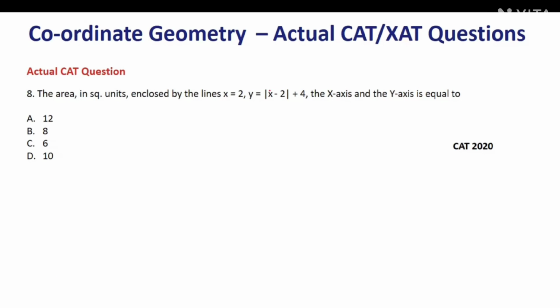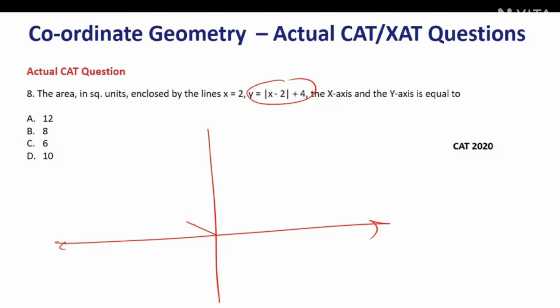The area in square units enclosed by the lines x is equal to 2 and y is equal to mod x minus 2 plus 4. Now again, let's understand how do we draw the graph here. We all know how to draw mod x, right? Now mod x minus 2. Minus 2 is within the mod. So therefore, how do you draw this graph? Just right shift it by 2 units.